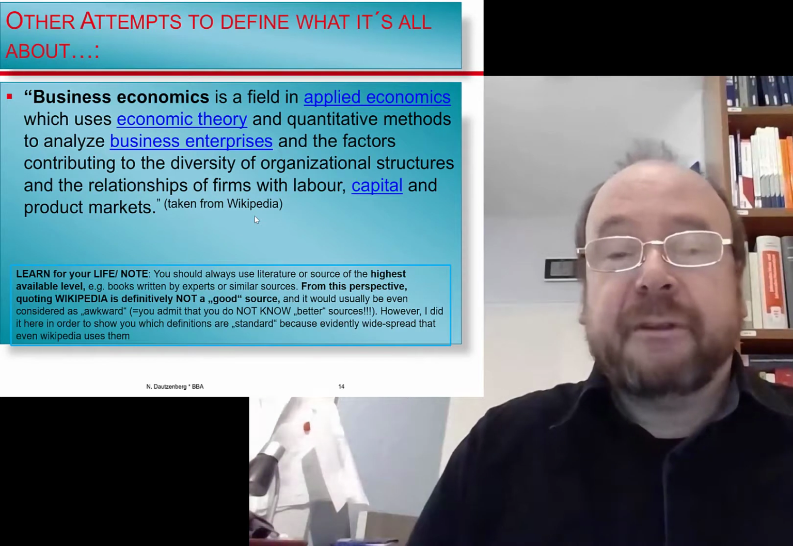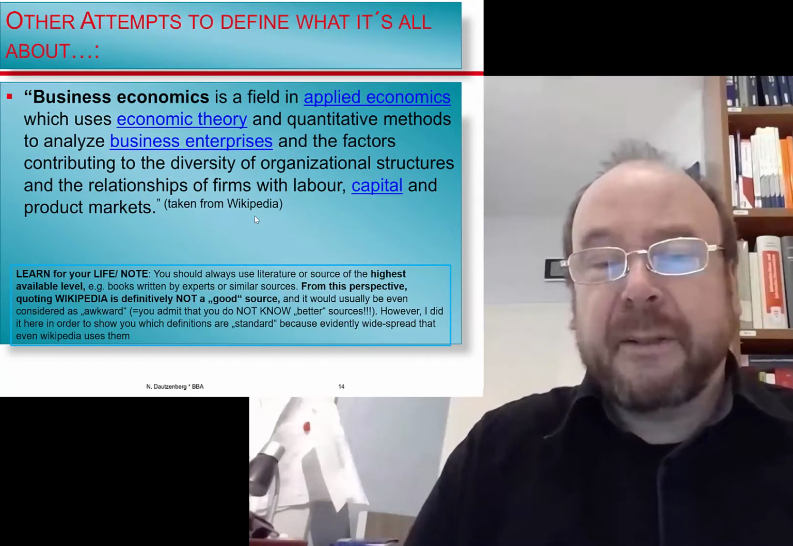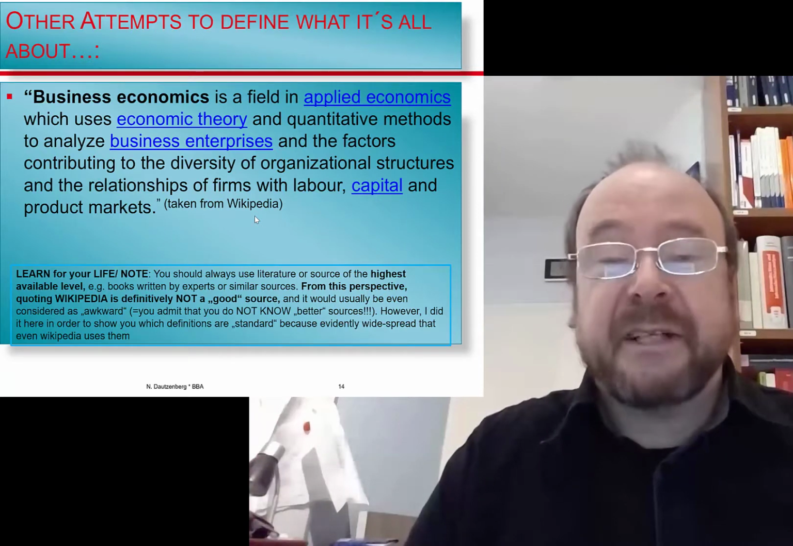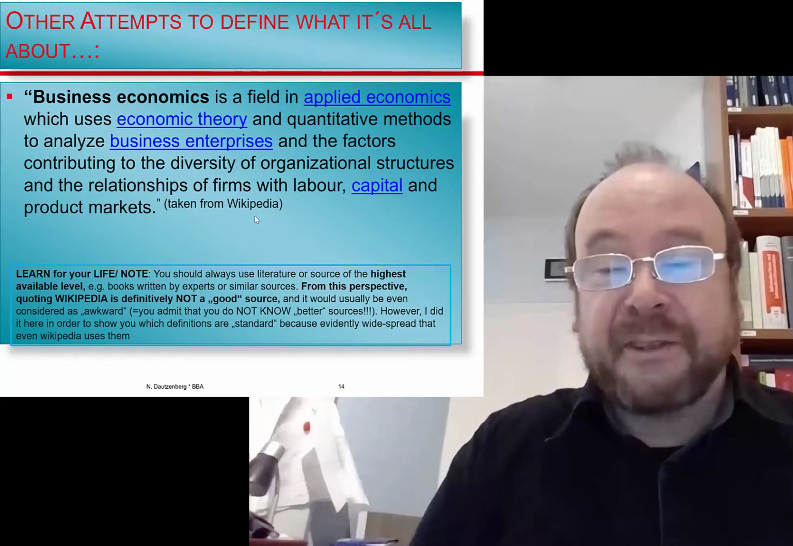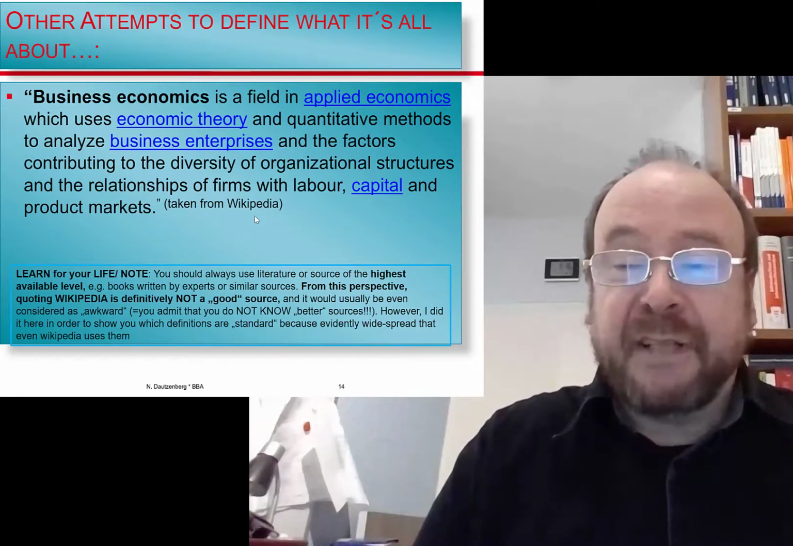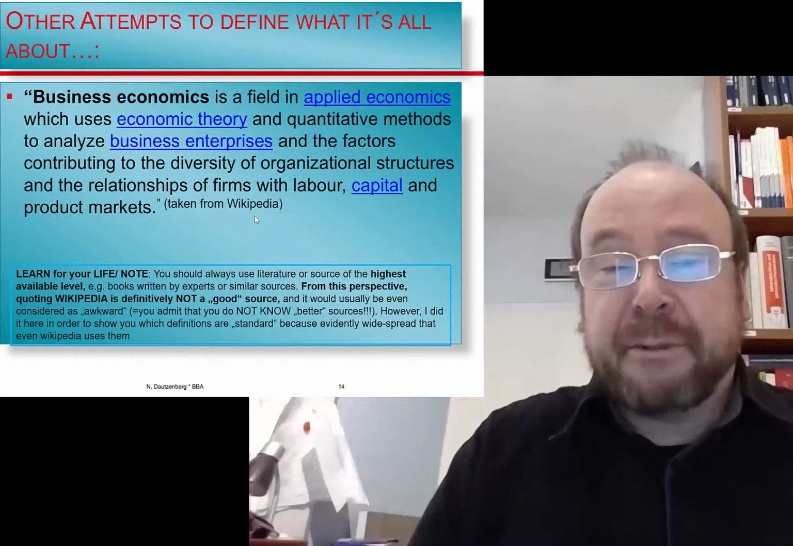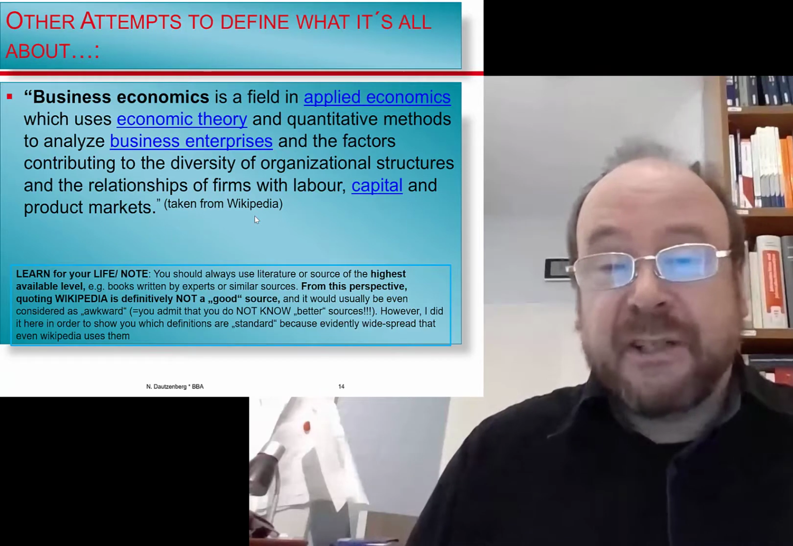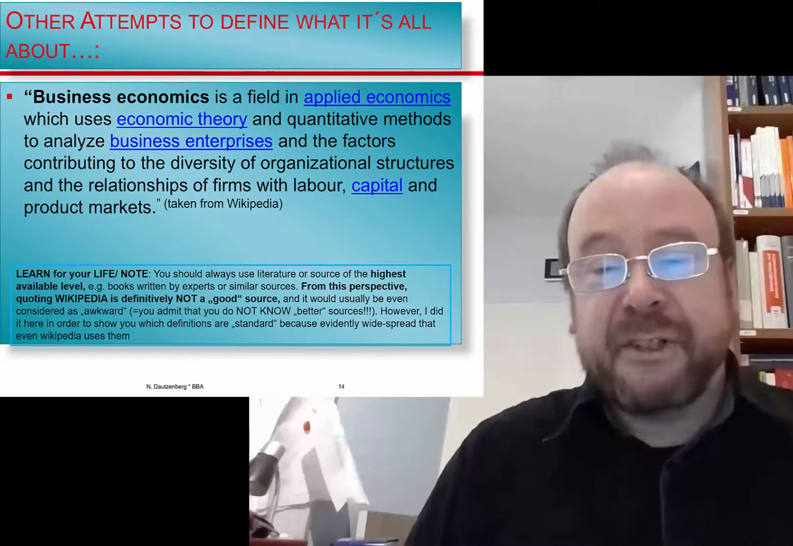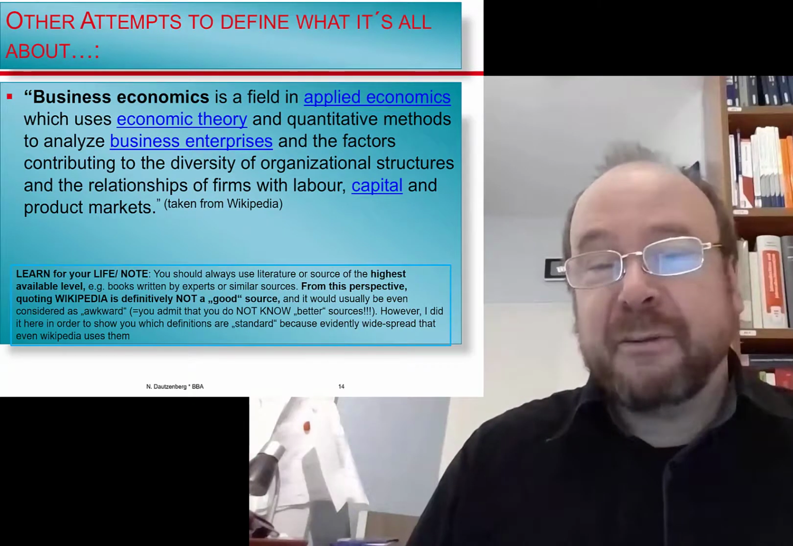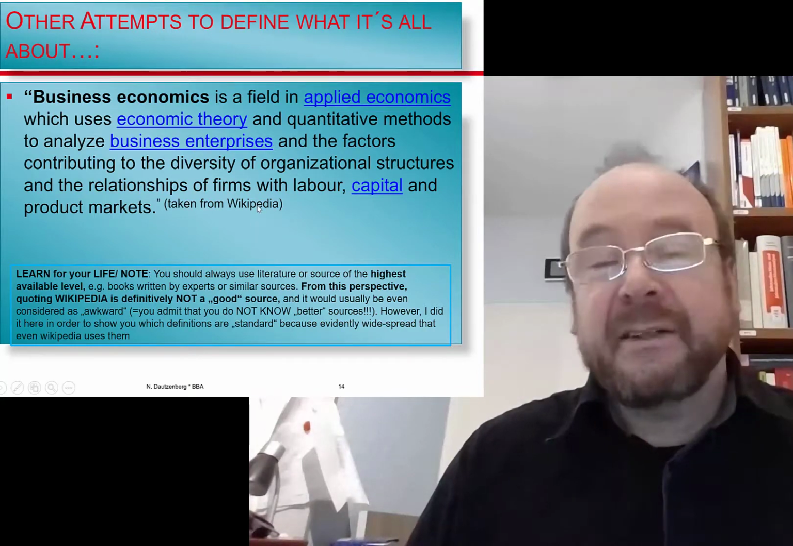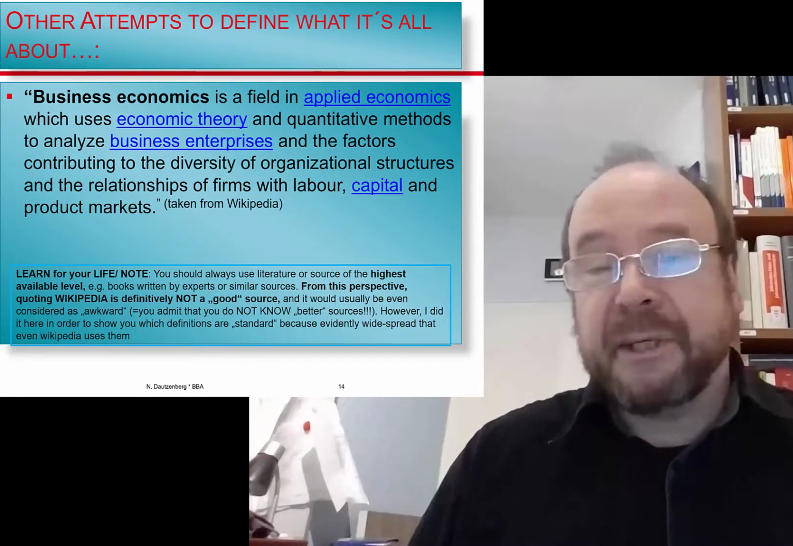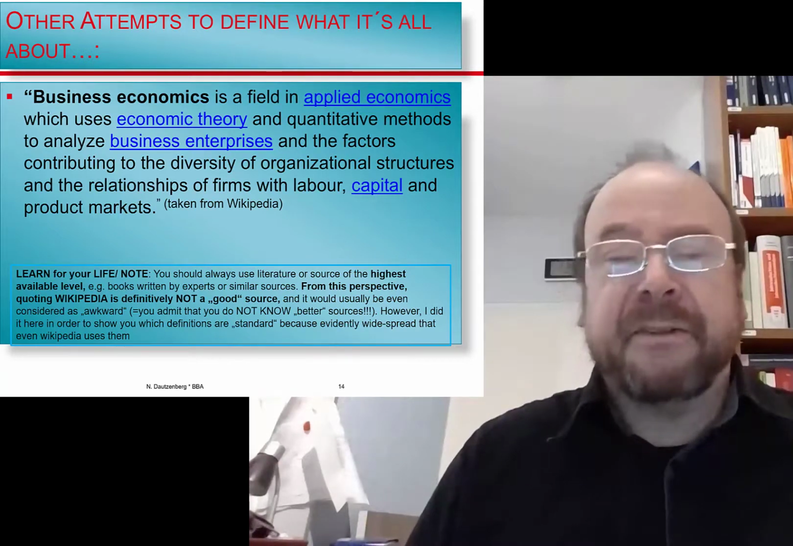And I even found some years ago, again in Wikipedia, something about business economics. That is a field in applied economics which uses economic theory and quantitative methods to analyze business enterprises and the factors contributing to the diversity of organizational structures and the relationships of firms with labor, capital, and product market. Seems very exact, but if I were a beginner, I would probably have to admit no chance of getting a clear idea, because if I don't know what business administration or business economics is, then I probably can't do anything with the answer. It is something in the field of applied economics and uses economic theory, that probably is explaining a car by a car and a horse by that is a horse. So could have been done better a bit.